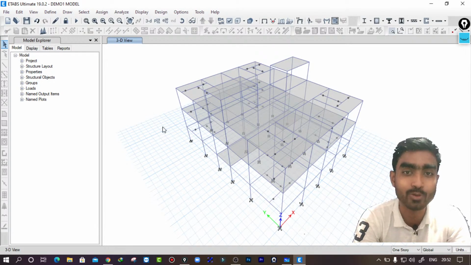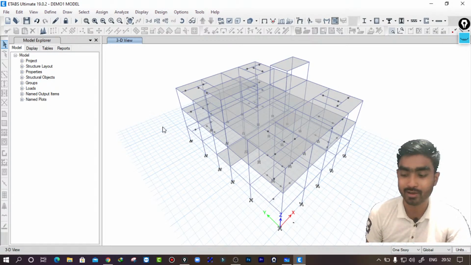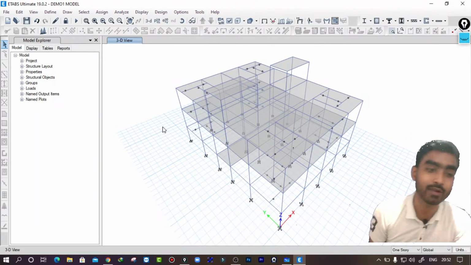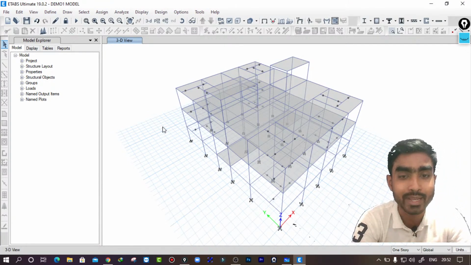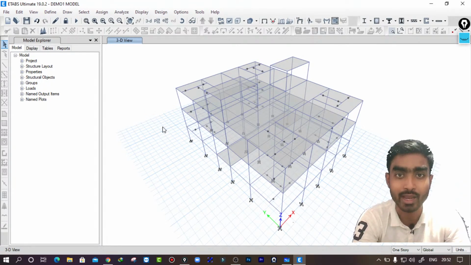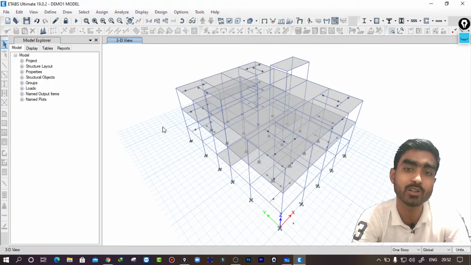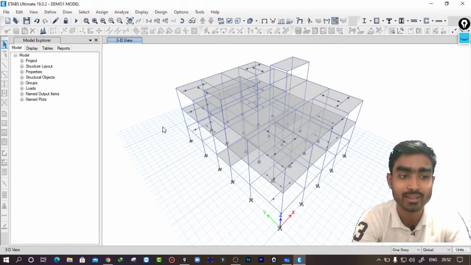So I'll try to take a different structure in our further lessons. I'll try to explain how you can make changes in the orientation of the column, how we can distribute the stiffness, and how we can distribute the mass. It is not possible to distribute the mass here. We have already defined the loads, right? So the only thing we can do is distribute the stiffness accordingly.